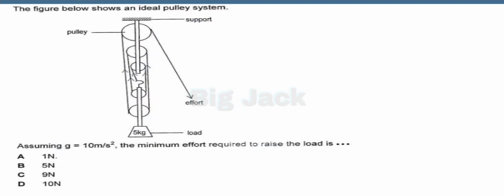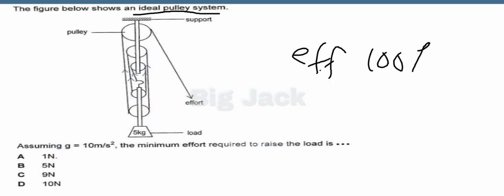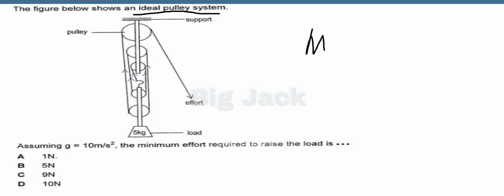So the next question is saying, the figure below shows an ideal pulley system. An ideal pulley system produces 100% efficiency. Now, one thing that you need to know here is that when a pulley system is ideal, or it is producing 100% as the efficiency, you are going to find that the mechanical advantage is going to be equal to the velocity ratio.